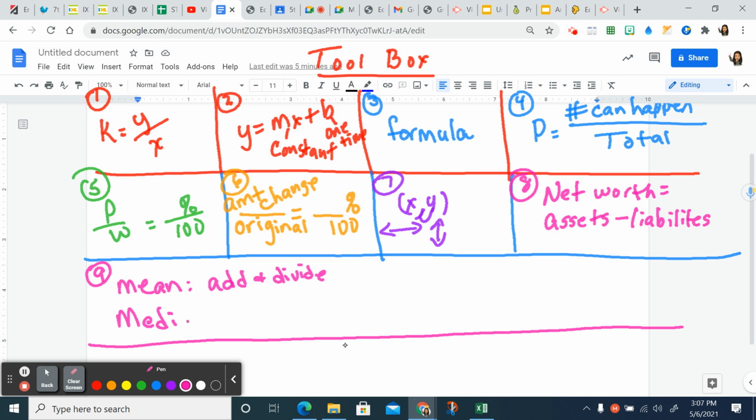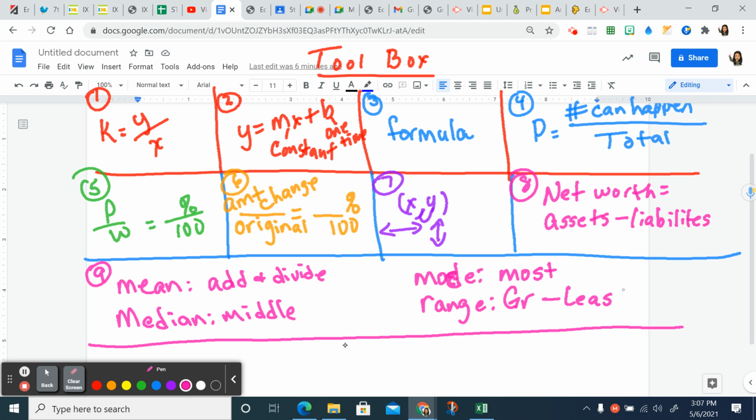Median. Middle. Median is your middle. So you're going to scratch out, scratch out, scratch out, scratch out until you find the middle. Mode. Most. Mode is the most popular, the one that comes out the most. In a dot plot, your mode is the one with the most dots. And then range. It's not greatest to least, it's greatest minus least. You subtract least from greatest. Greatest minus least.